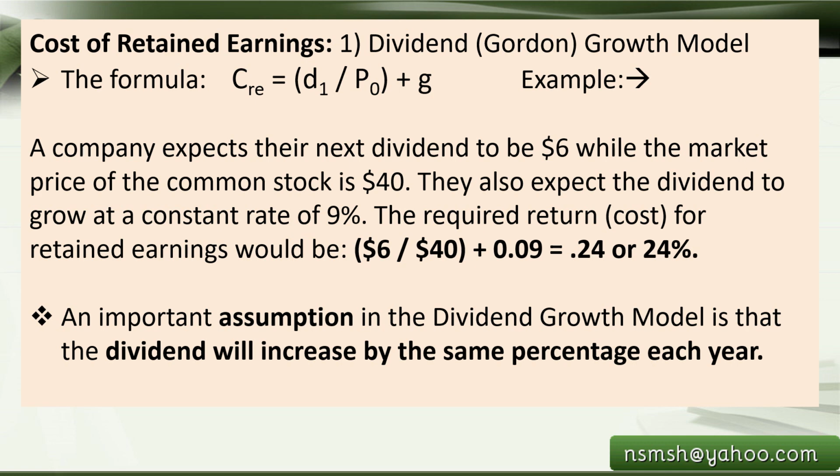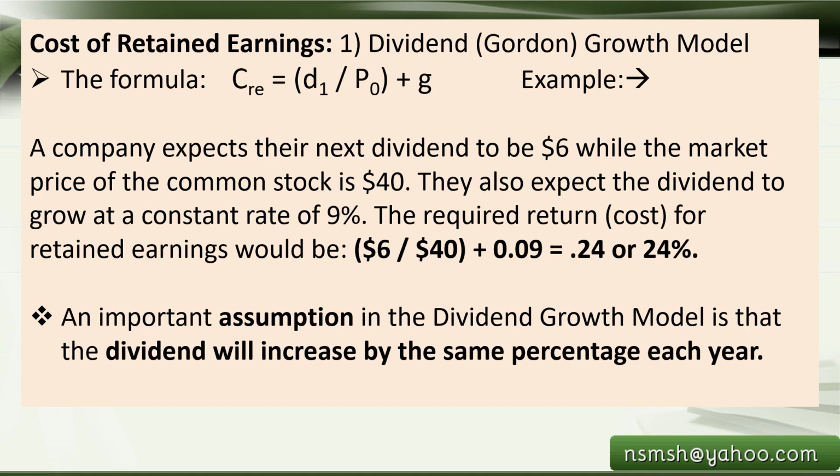So an example: the company expects the next dividend to be $6, while the market price of the common stock is $40. The market price, the P0, is given, and the next dividend is already given in the example question, so you don't need to adjust it for the D1 value here. The D1 value is already given because the next dividend means D1. But the growth rate is also given. The growth rate is 9%. So simply you calculate 6 by 40 plus the 0.09 growth rate, so you get 0.24, 24%.